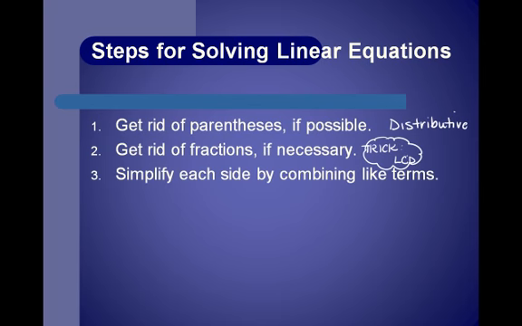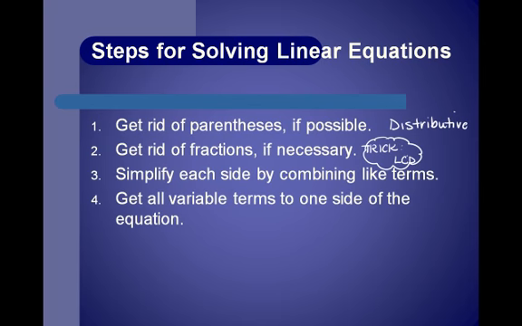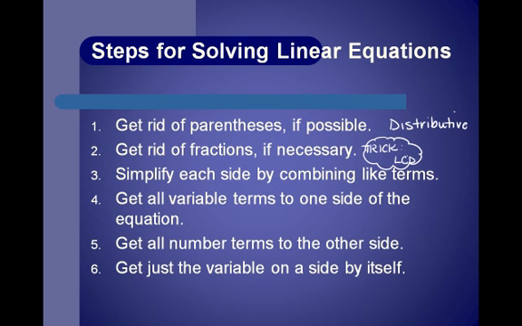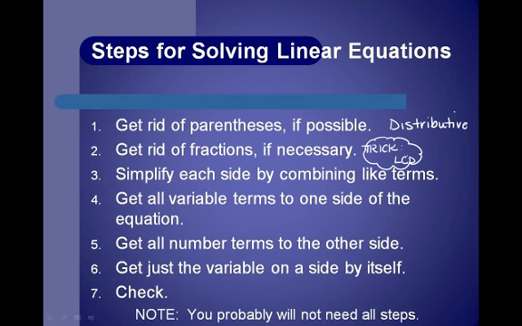Third thing is simplify each side by combining like terms. Then you want to get all variable terms to one side of the equation. Once you do that, get all of the number terms to the other side of the equation. And then finally you want to get just the variable on the side by itself. Last step, always check, which means take your solution, plug it back into the original problem. If you get the same number on both sides, then your solution is correct. As a note, you probably will not need all steps in every problem, but here they are just in case.